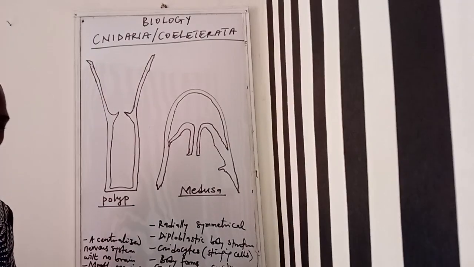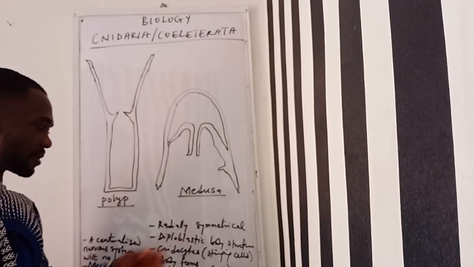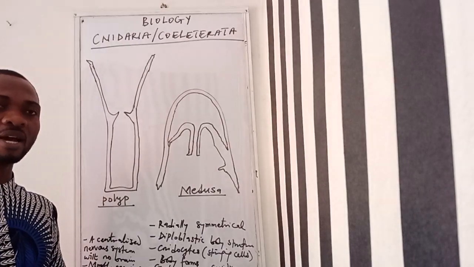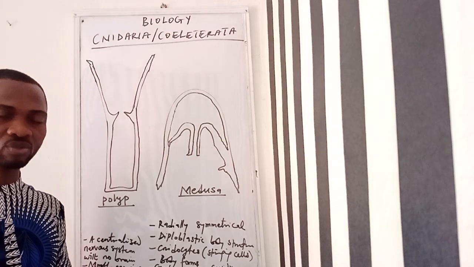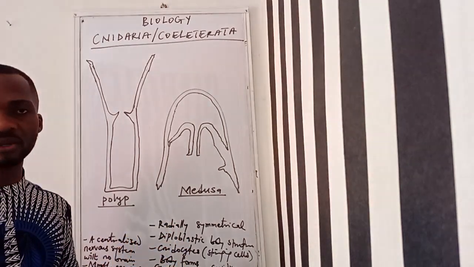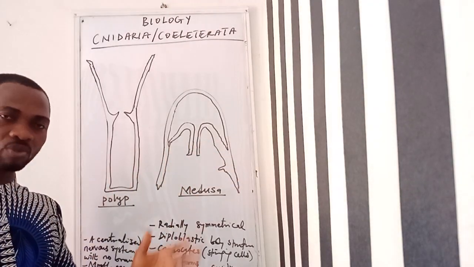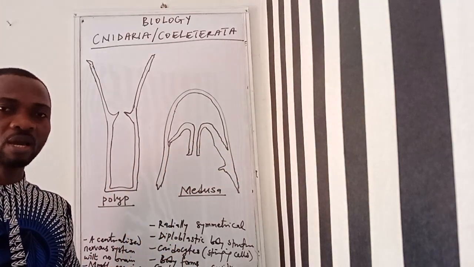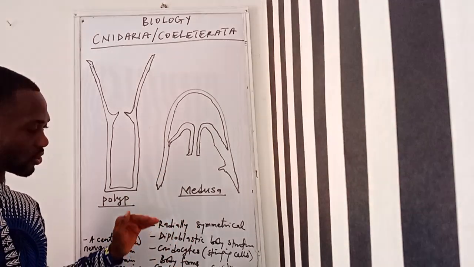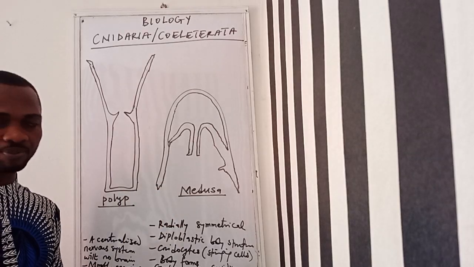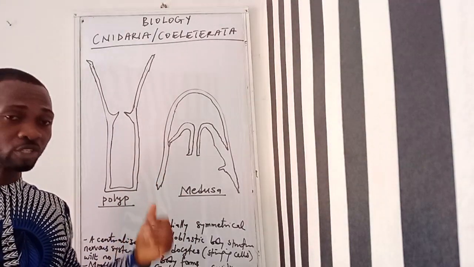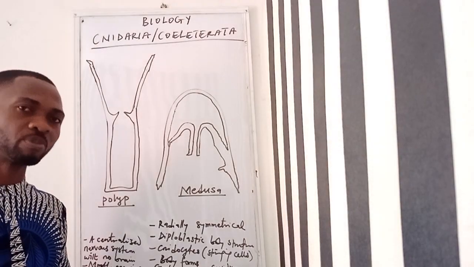Another characteristic of members of this group is that they are diploblastic. That means that they have two germ layers, two body layers: the ectoderm, the outermost body layer, and the endoderm, the innermost body layer. However, sometimes in addition there is also a middle layer called the mesoglea, which was mentioned when we talked about the sponges or the Porifera.